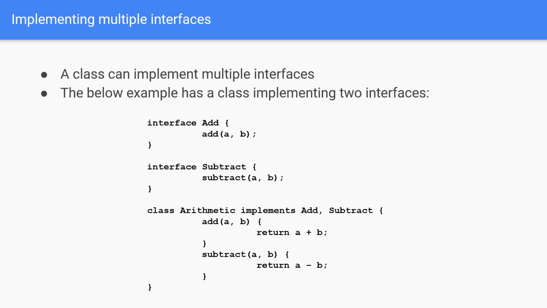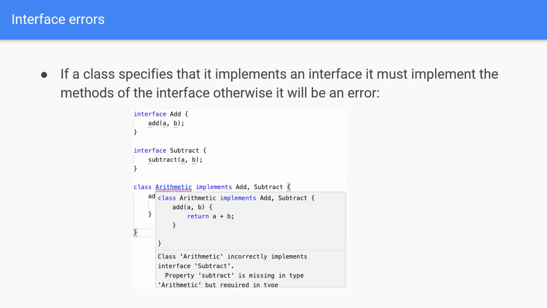A class can implement multiple interfaces. In this example, the interfaces of add and subtract define the shape of these classes, and the arithmetic class provides the implementations of these methods. If a class specifies that it implements an interface, it must implement the methods of the interface, otherwise it will generate an error.